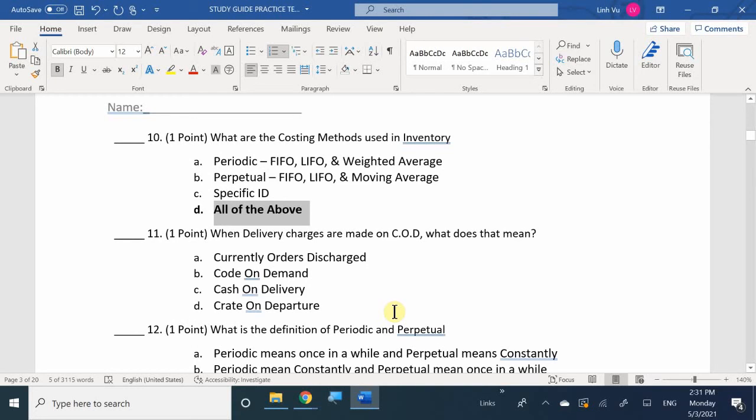Number 11. When delivery charges are made on COD, what does that mean? C, cash on delivery. Not currently orders discharged, not code on demand, and definitely not crate on departure. Those are pretty close, but that's not the correct one, and it is cash on delivery.